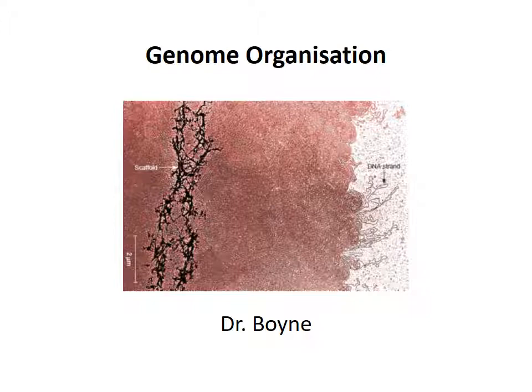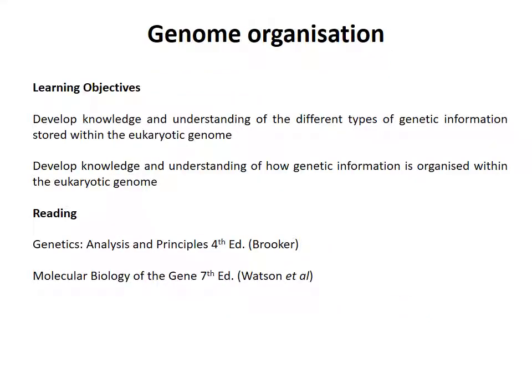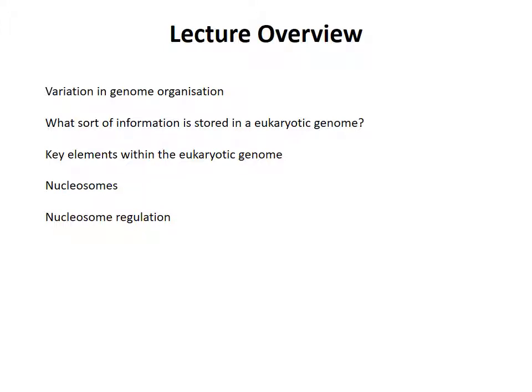The lecture today is going to be talking about two things really. The first is the different types of genetic information stored within eukaryotic genomes, and the second is how exactly that information is stored and how that storage is regulated in order to enable us to access the DNA for transcription and DNA replication. There are two excellent chapters available for additional reading in the core textbooks: one in the Brooker textbook and one in the Molecular Biology of the Gene textbook, which deal with genome organisation and the sorts of things we're going to be talking about in the lecture today.